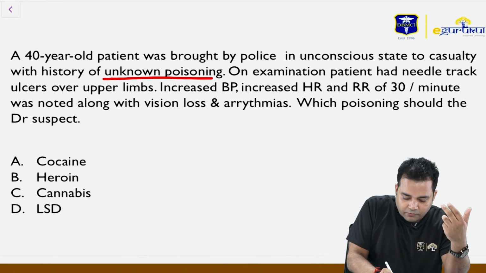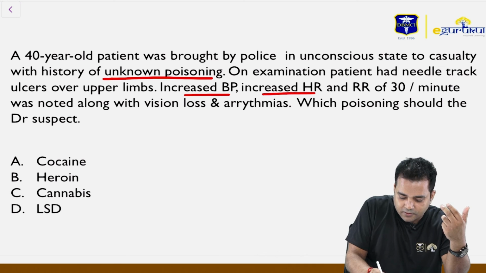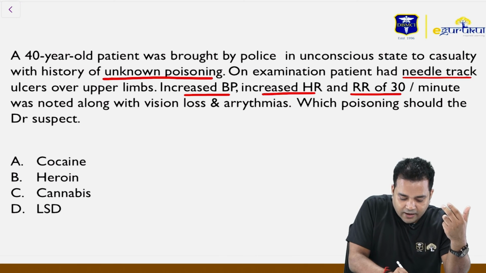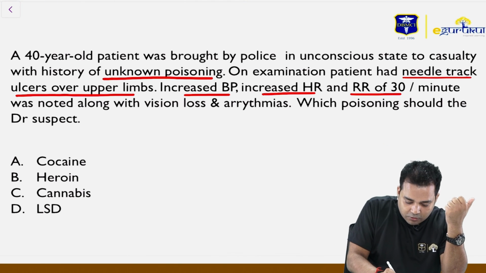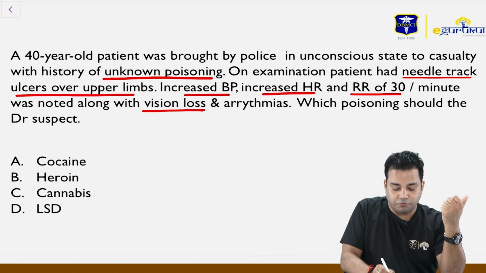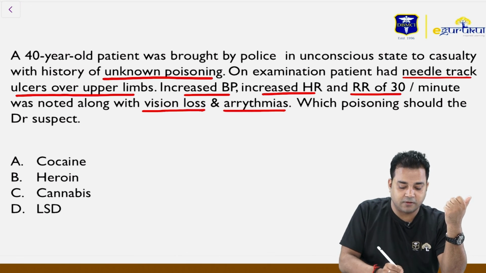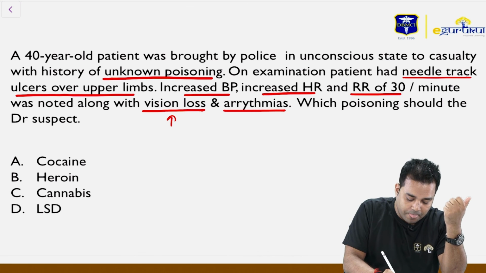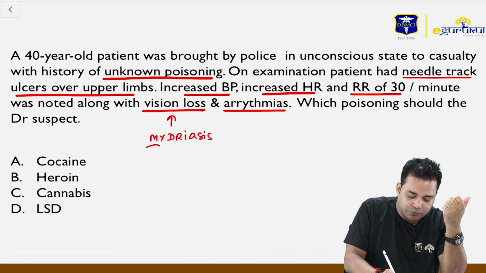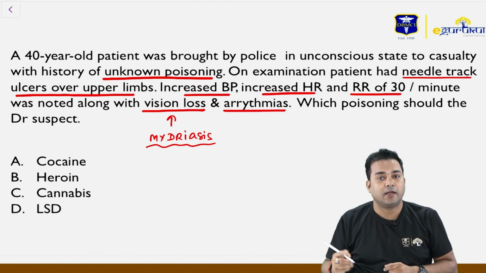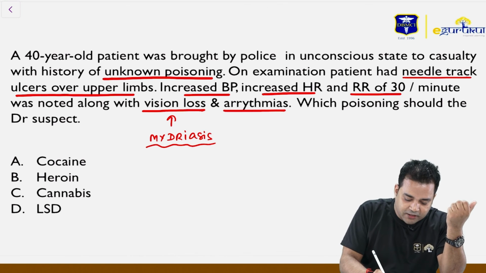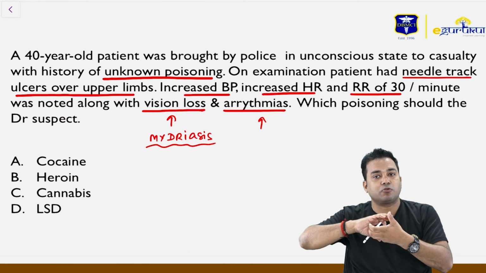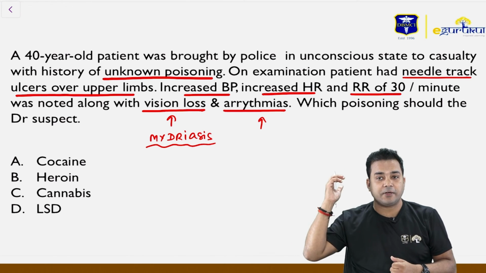Suppose you see all the vital parameters to be raised. Suppose you see needle track ulcers over the upper limb suggestive of IV drug use. Then you are noticing vision loss, and you are also noticing arrhythmias. Vision loss can occur due to mydriasis, which can further lead to acute angle closure glaucoma. And which poison can affect the CV system, leading to arrhythmias, coronary spasms, and all the vital parameters raised?